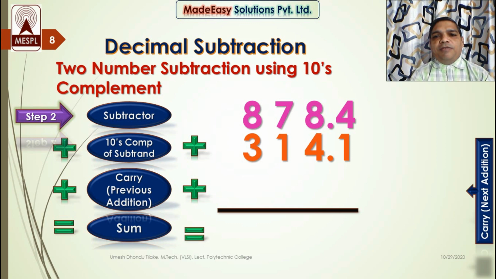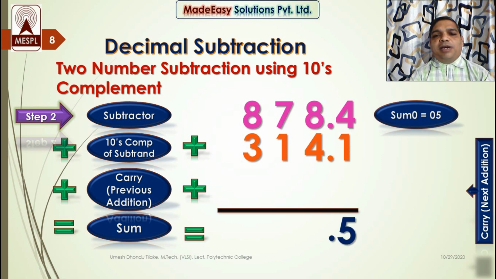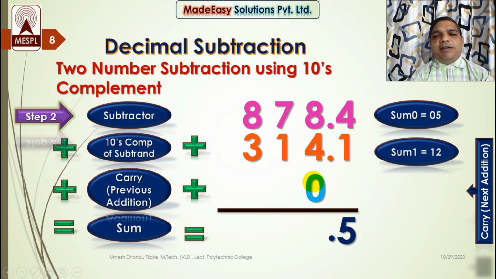So start the addition from LSDs. So 1 added with 4 I will get 5. So I will put 5 over and 0 will be the carry for next bit addition. Now perform addition of 8 and 4 along with 0. So 8 plus 4 is equal to 12, 12 plus 0 is equal to 12. So I will get the 12 result over here. So 2 will be the sum and 1 will be the carry for next digit addition.